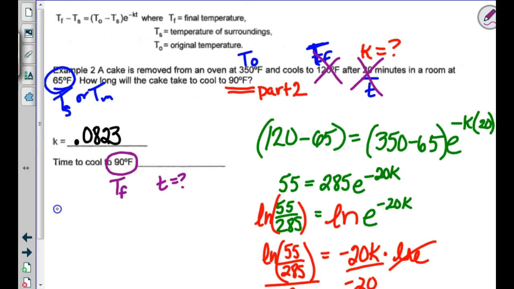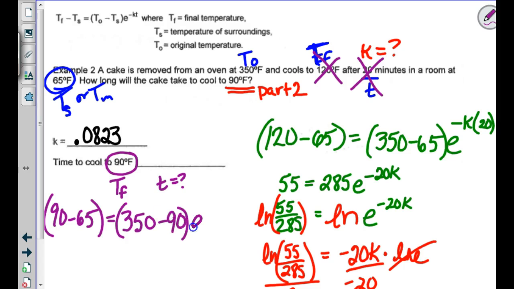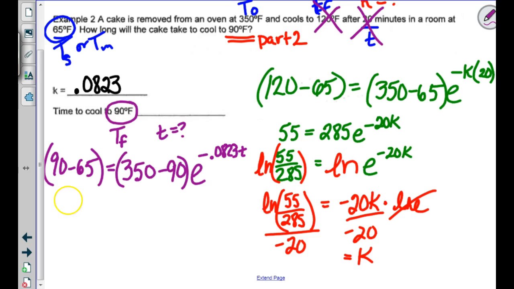So our new final temperature is 90. The room is still 65. We're still going from the time it came out of the oven. This is where there can be some interpretation. Do you want to know how much longer it's going to be? But in the question on the quiz, it says from the time it came out of the oven. So that's what we're going to do. K is 0.0823, and we're looking for little t. All right.